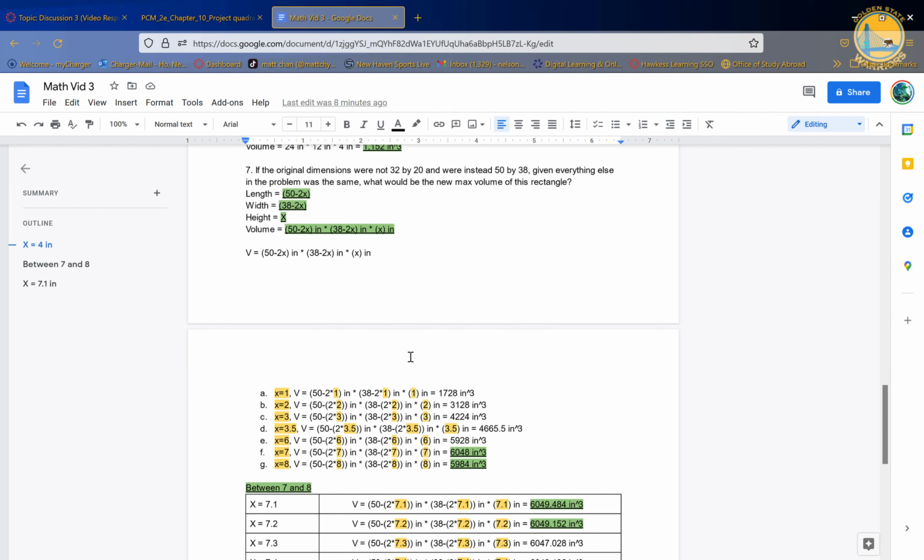3.5, 4,665.5 inches cubed. 6, 5,928 inches cubed. 7, 6,048 inches cubed. And 8, 5,984 inches cubed. So now we know what to look for the max. It's between 7 and 8, because 7 is the max we have from all these numbers here, and 8 is when it's starting to decrease. So we know that the max number has to be between 7 and 8.